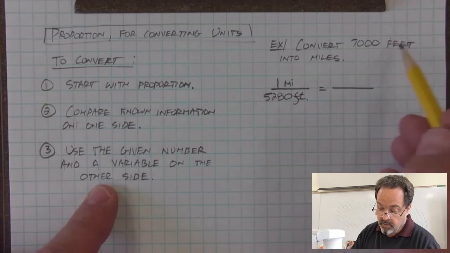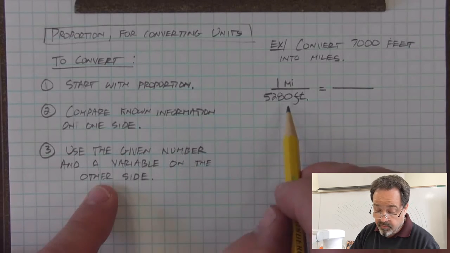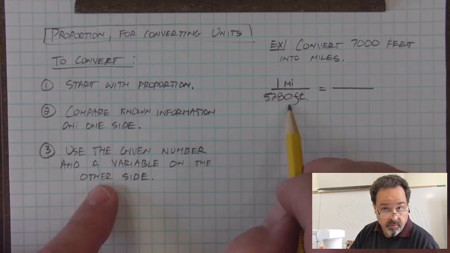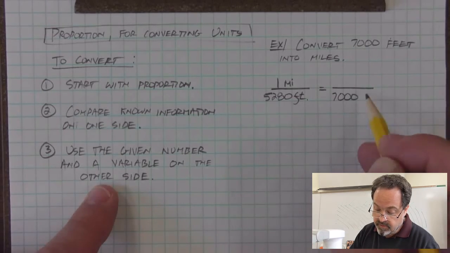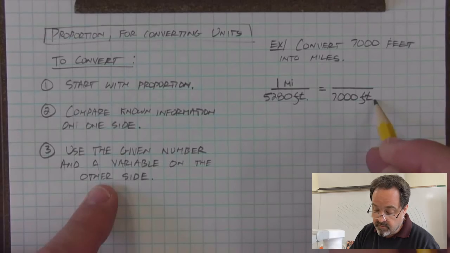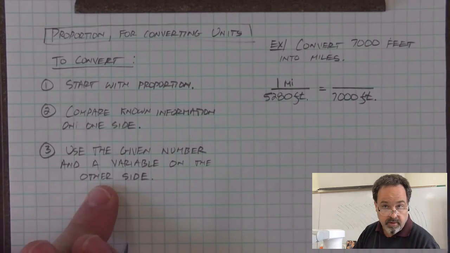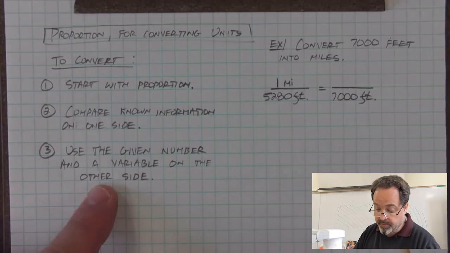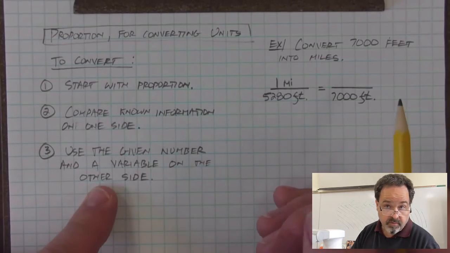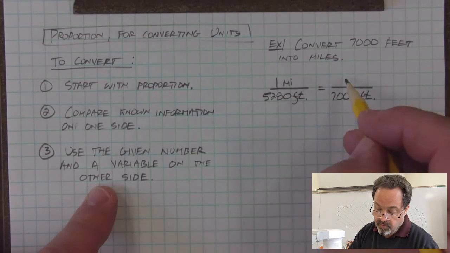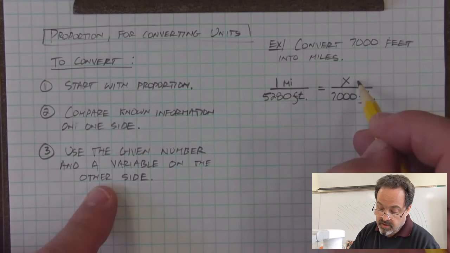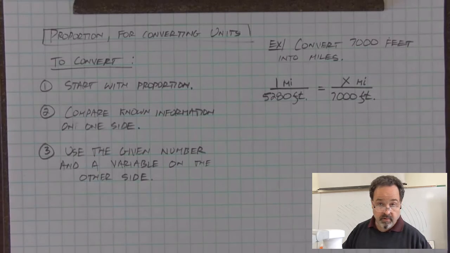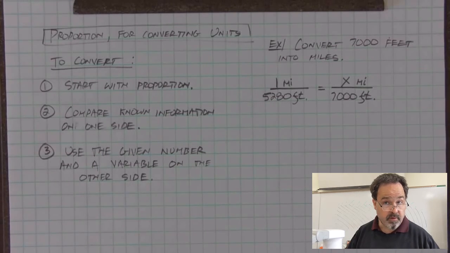The given number is in feet. I have put feet in the denominator of the other fraction, so I need to put 7,000 feet in the denominator of this second fraction as well. Feet will go on the bottom, miles will go on the top. And I'm going to use a variable, how about x, to represent the unknown amount of miles. I've now completed my proportion.